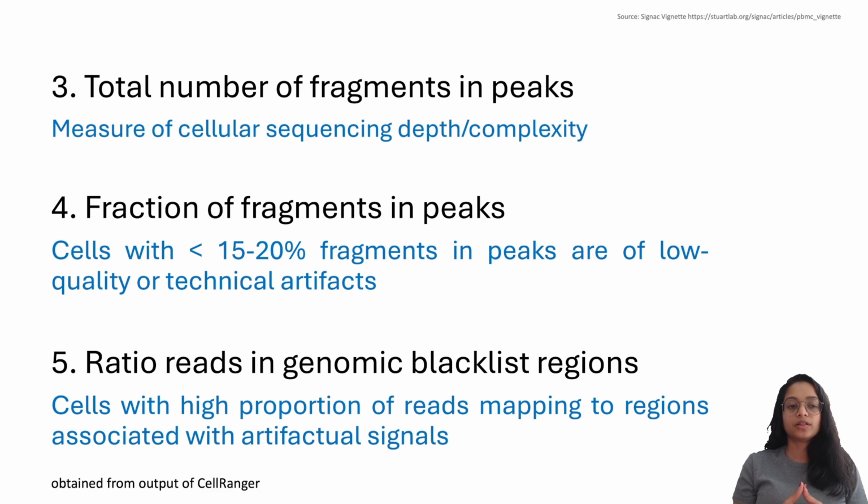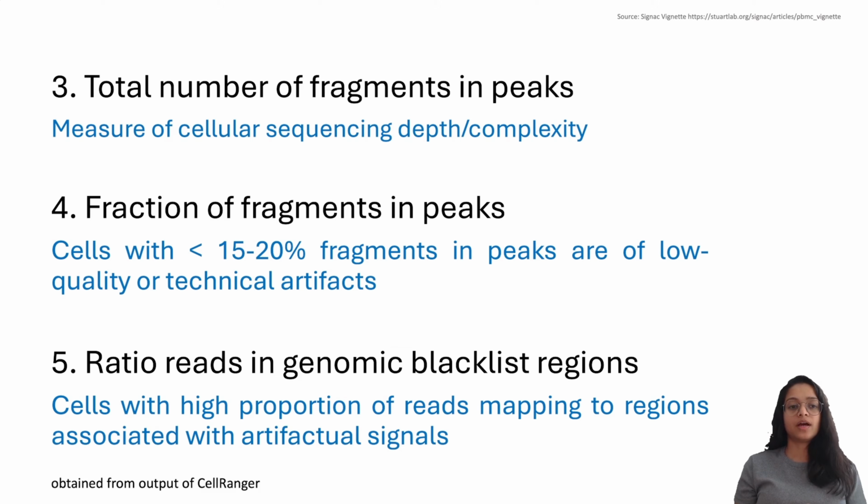The third metric that we look at is the total number of fragments and peaks. This is a measure of cellular depth or sequencing depth or complexity. Cells with very few reads may need to be excluded due to low sequencing depth, and cells with extremely high levels may represent doublets, nuclei clumps, or other artifacts. This can be seen as equivalent to the number of transcript counts in single cell RNA-seq.